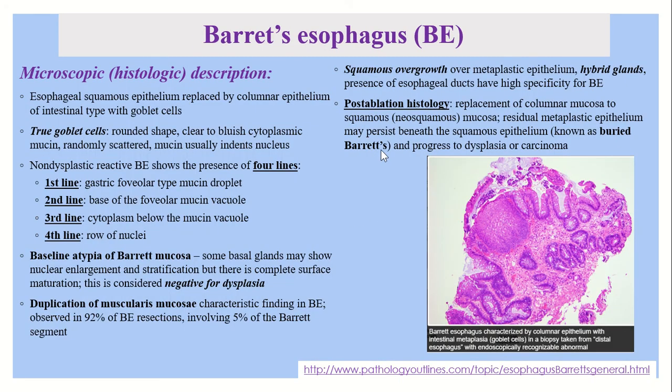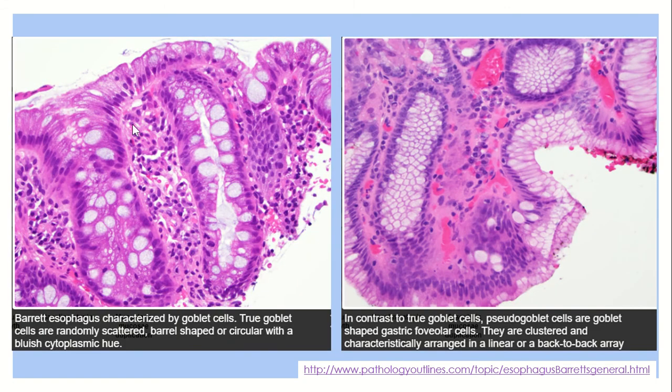Let us discuss some microscopic description of Barrett's esophagus. Here we see the abundant number of goblet cells that are characteristic for intestinal metaplasia. Here we see the true goblet cells that are randomly scattered, barrel shaped or circular shaped, with a bluish cytoplasmic hue. And also we can find pseudogoblet cells, which are goblet shaped gastric foveolar cells that are clustered and characteristically arranged in a linear or back to back pattern.